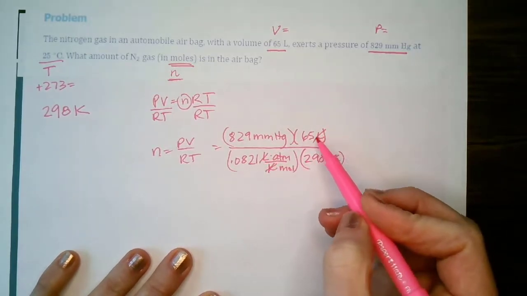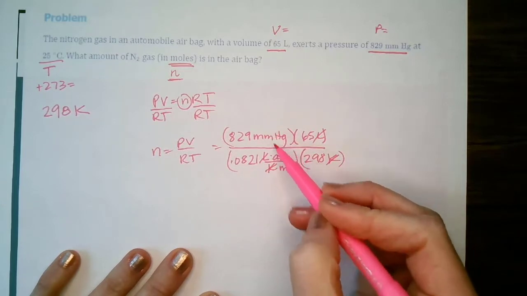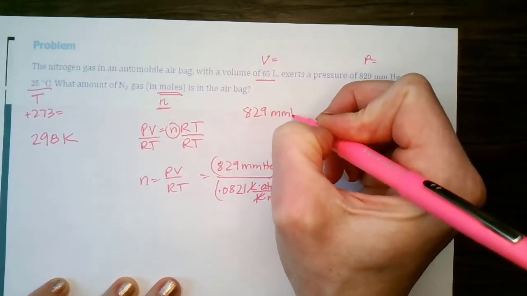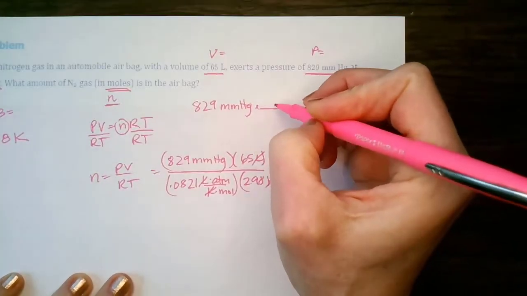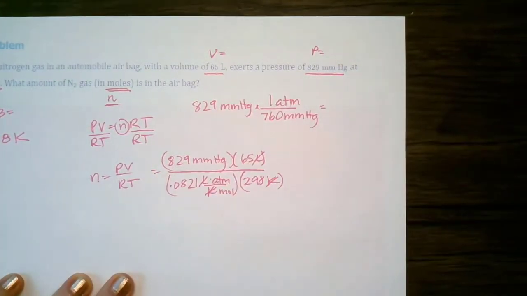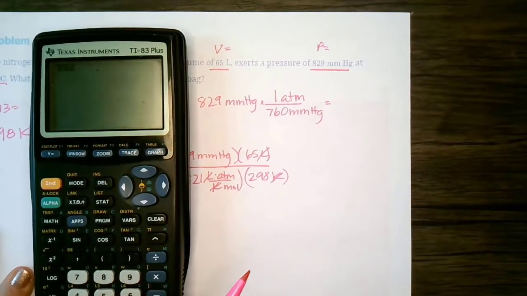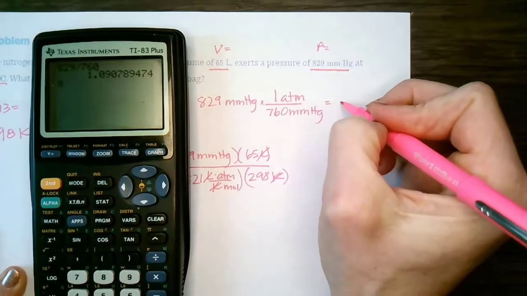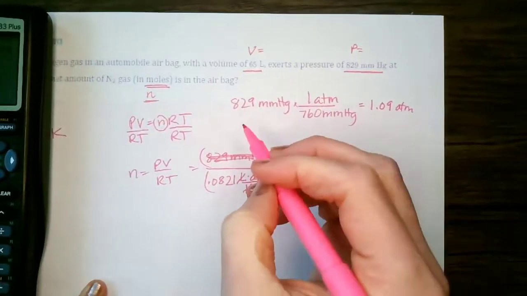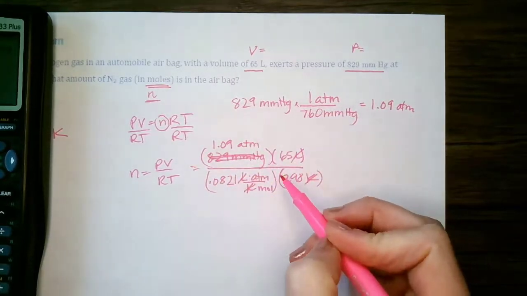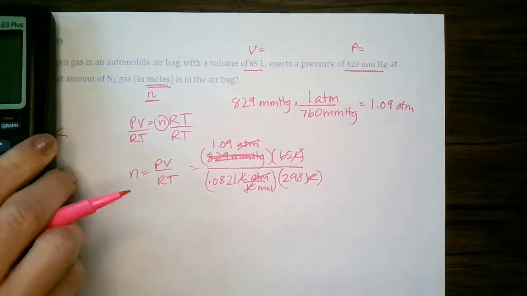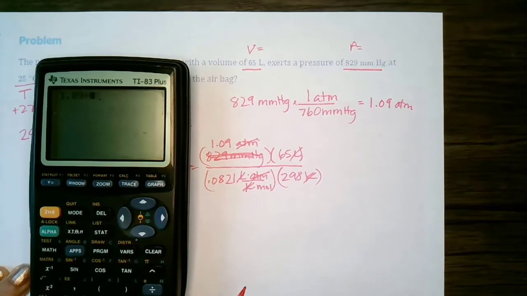Now, what else do we see that's wrong with this? Our Kelvins and Kelvins will cancel, good. Liters and liters will cancel, good. We want moles, ooh, our pressure is not in the right units. So let's take our 829 millimeters of mercury and get that into atmospheres. And hopefully you remember that it's 760 millimeters of mercury in 1 atmosphere. So let's do 829 divided by 760 to get 1.09 atmospheres. So I'm just going to cross that out and write 1.09 atm. That will cancel the units in my gas constant, so I'm left with moles.